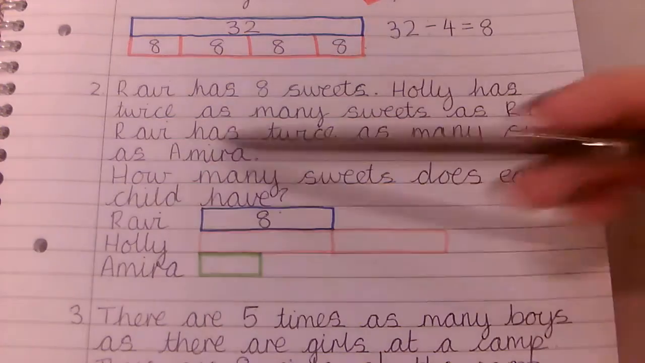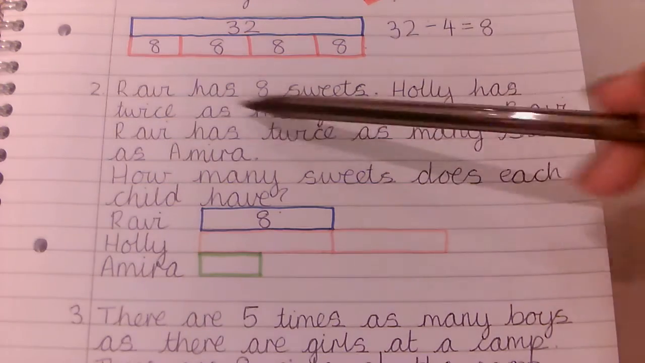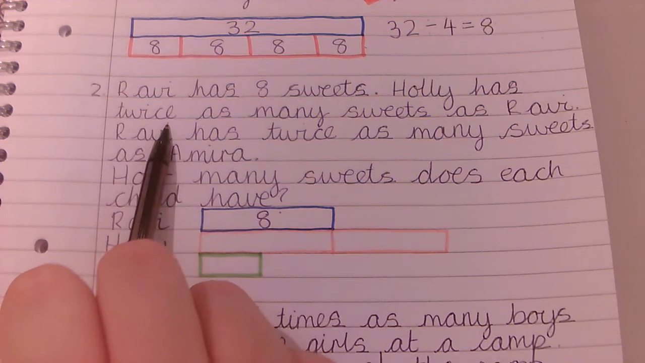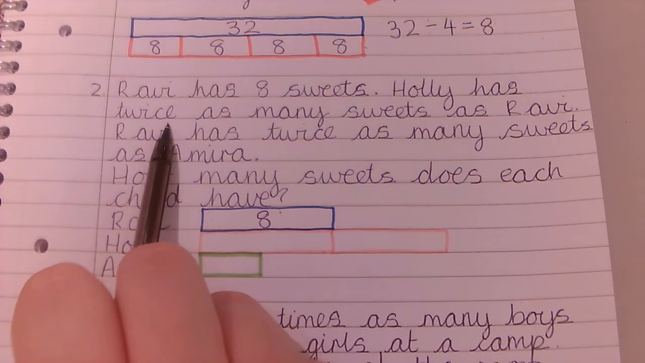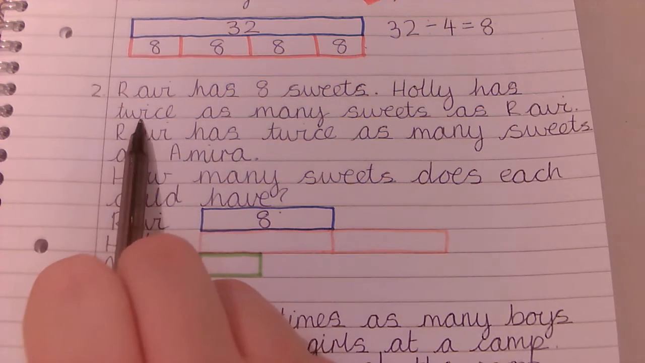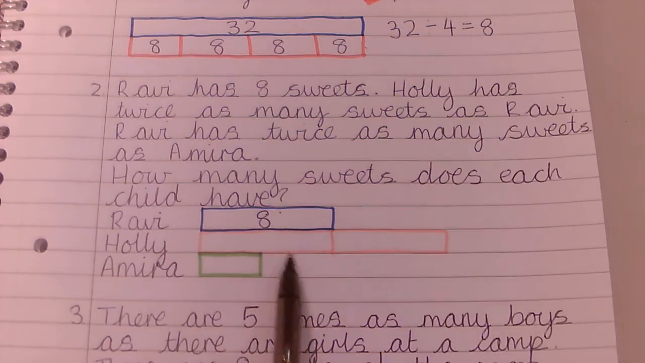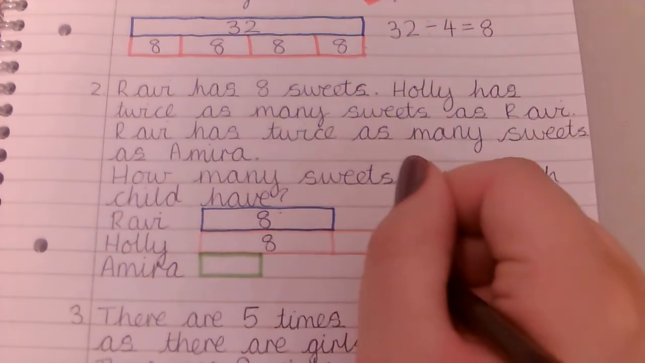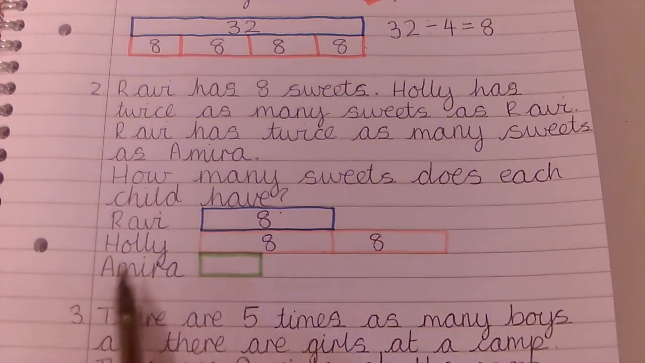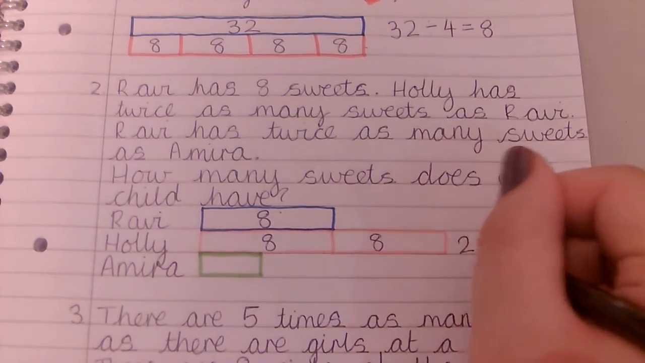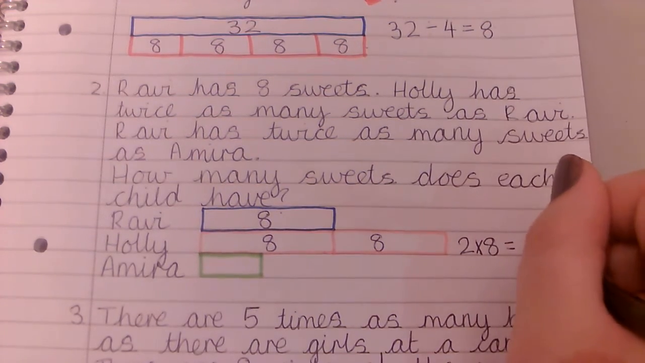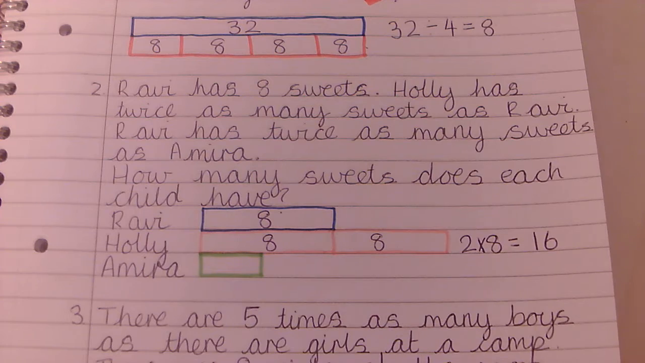Now Holly, she's next. Holly has twice as many sweets as Ravi. Now that's a word there that's quite tricky. Try and remember, what does twice mean? Twice, think of 2 times as many. So we've drawn 2 boxes. Twice as many would be 2 boxes of 8. So to work out Holly's, it is 2 times 8, should be a nice easy one, 16. So Holly has 16 sweets.